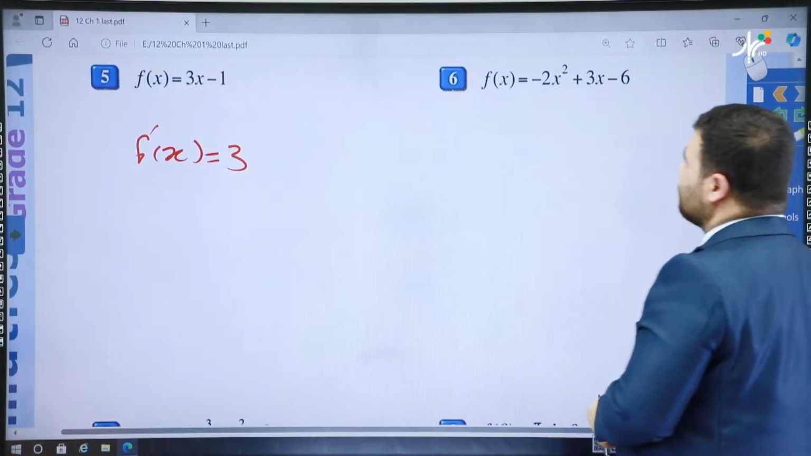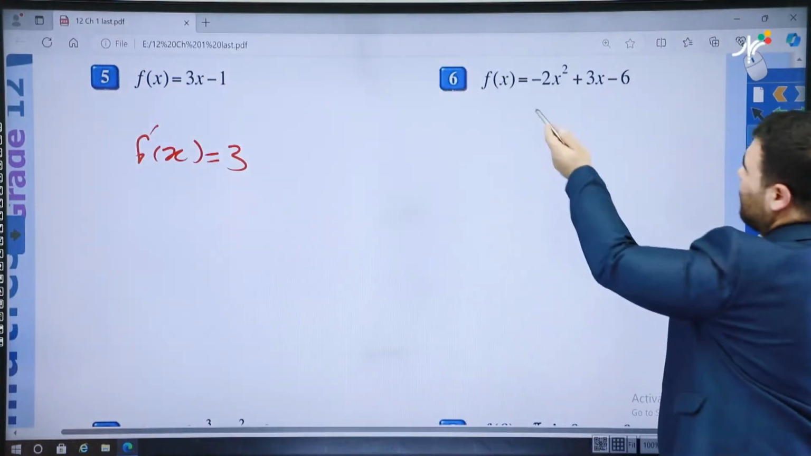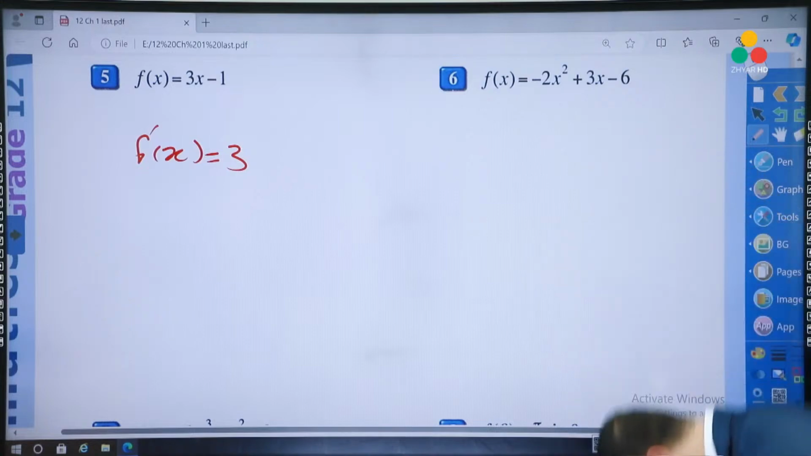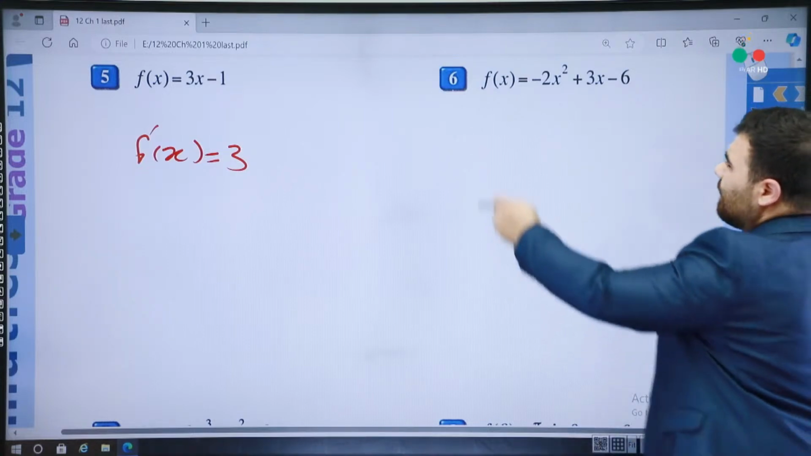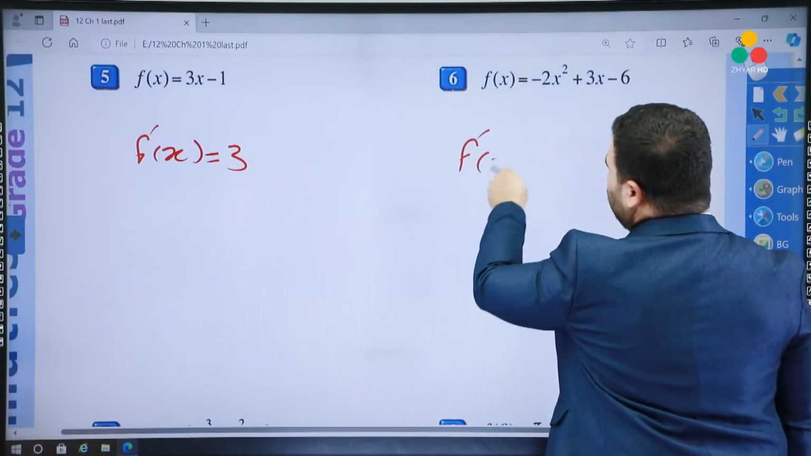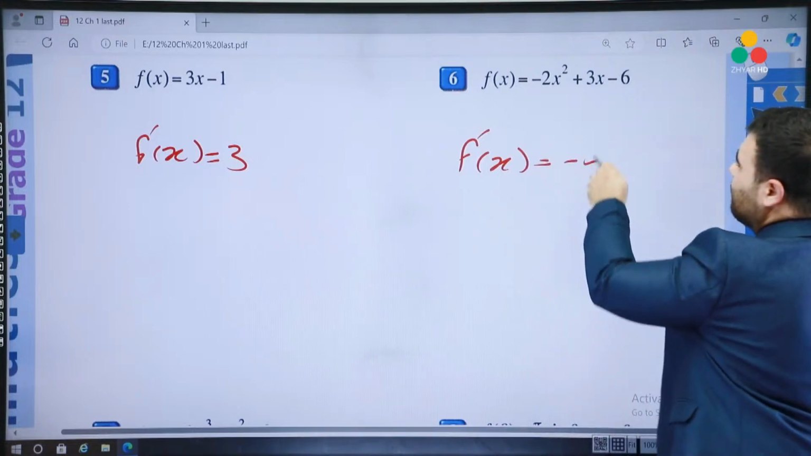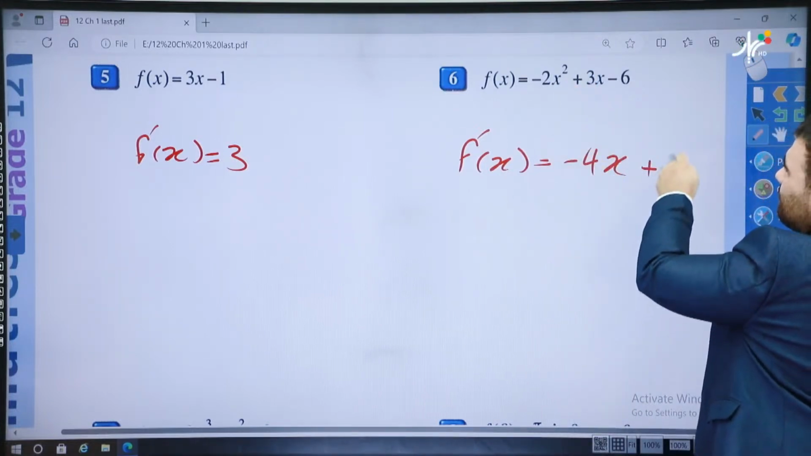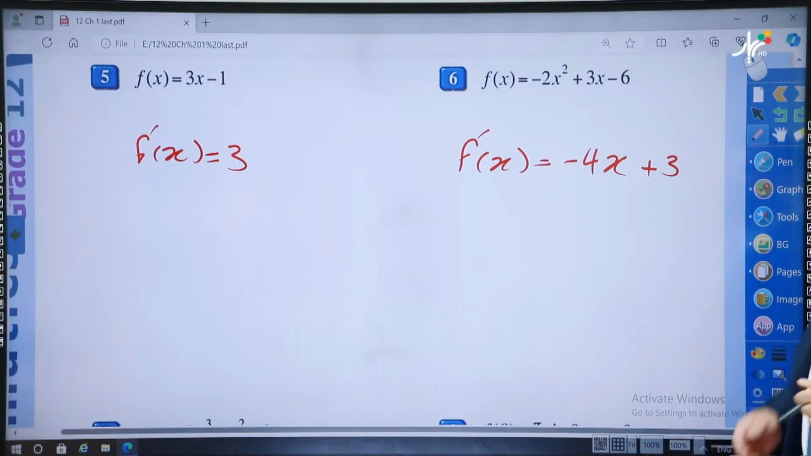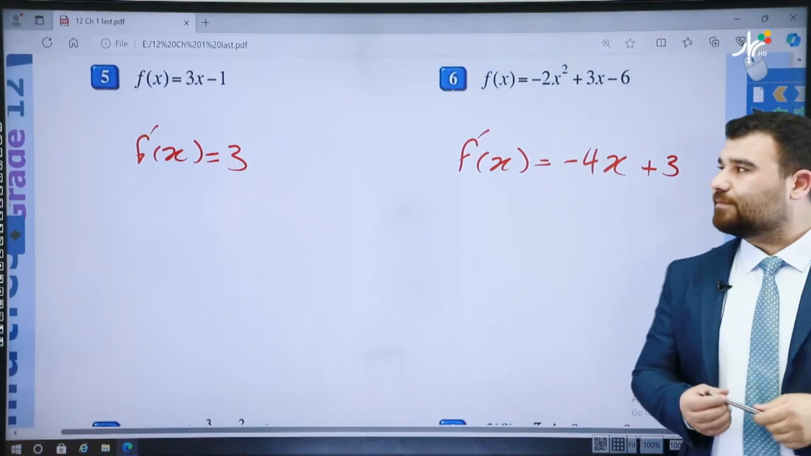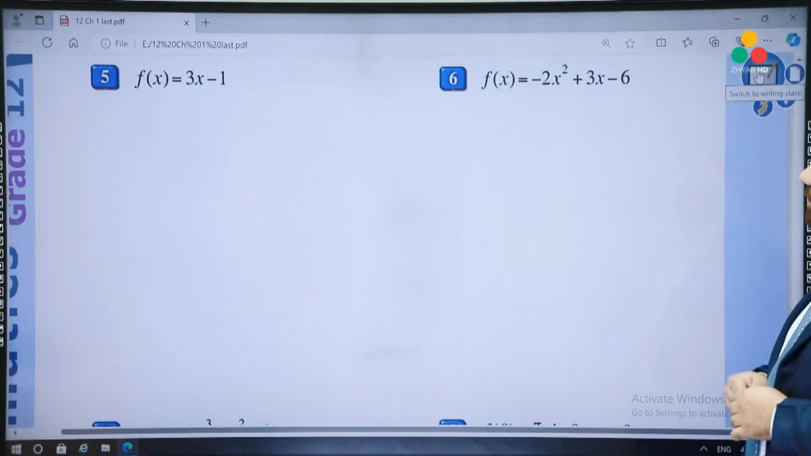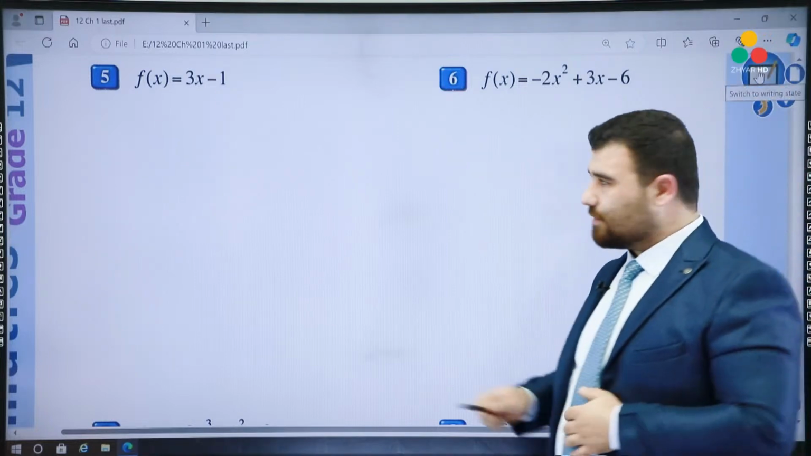Question 6. We have some terms added and subtracted together, so we do each one separately. F prime of x is equal to negative 4x. For this part, it's negative 4x plus 3. Minus 6 becomes 0. Now, question 6 done. Let's do some more questions.